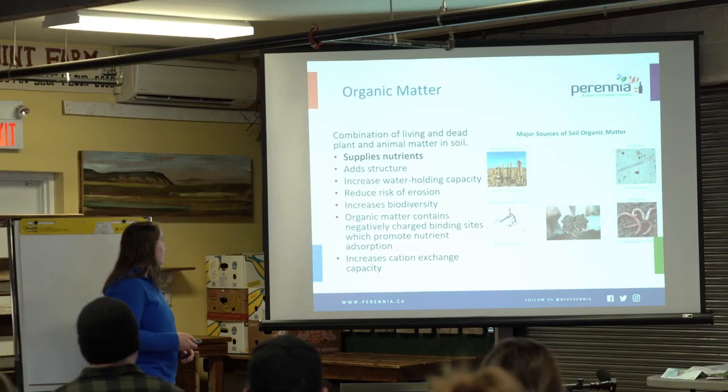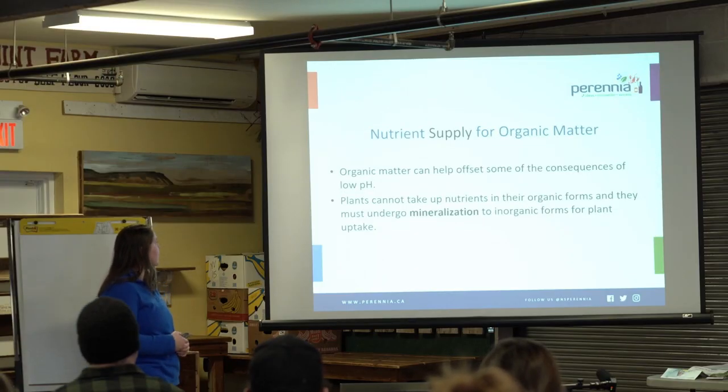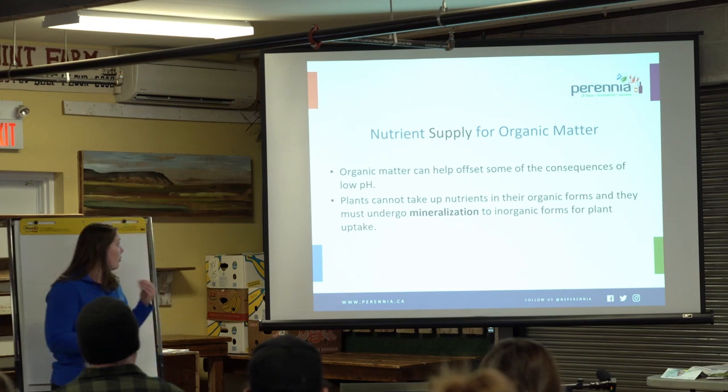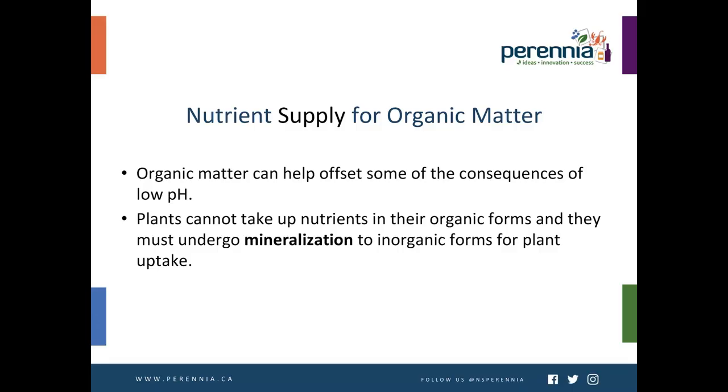So when you're talking about nutrient supply from organic matter, one thing when you're connecting organic matter to pH, because it has those negatively charged binding sites, it can help offset some of the consequences of low pH because it will bind to those base cations and keep them in your soil. So when you have organic matter, plants cannot take up nutrients in their organic form. They must undergo mineralization to transform them into inorganic forms for plant uptake.